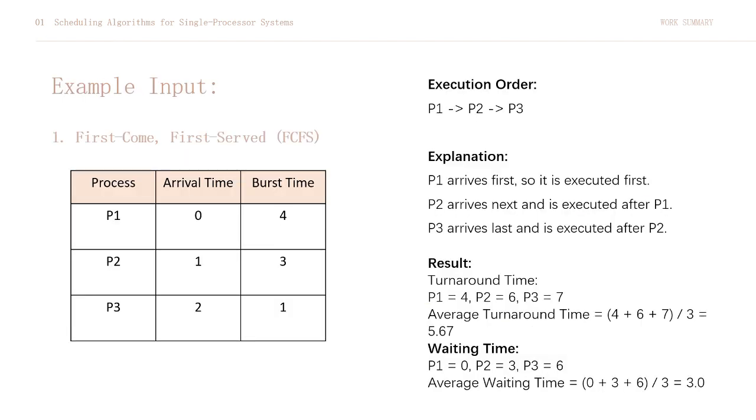And I'll use an example to show how they work. First, in FCFS, processes are executed in the order of their arrival. If three processes P1, P2, and P3 arrive in order with burst times of 4, 3, and 1, FCFS will execute them sequentially. P1 is first, and then P2, and then P3. This method is simple but may lead to longer waiting times for some processes.